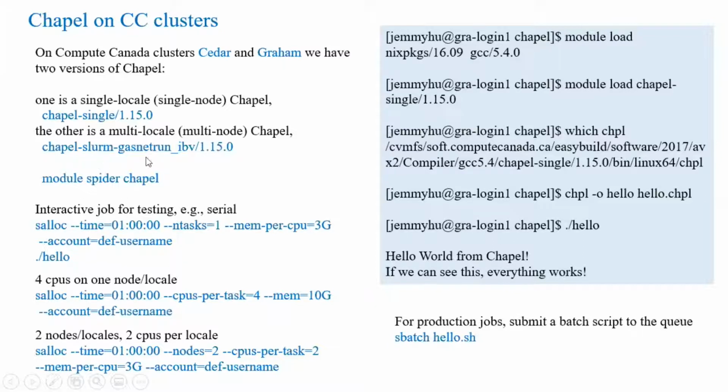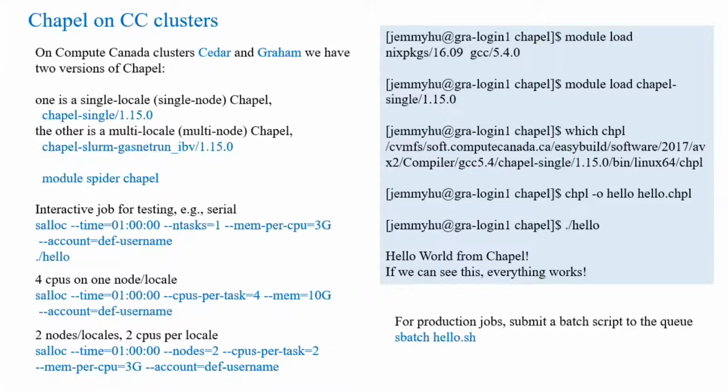It comes with a long name: chapel-ucx, or chapel-ibv. When you compile Chapel for cross-node, it is closely related to the network infrastructure of a cluster, so different clusters may have different configurations. Because it's built on the CVMFS and it's all modularized, to know what's available on the cluster, as usual, use module spider, module spider chapel, and you can find the dependencies.